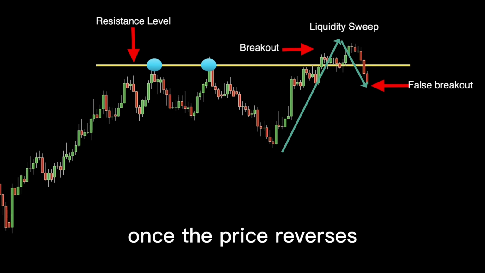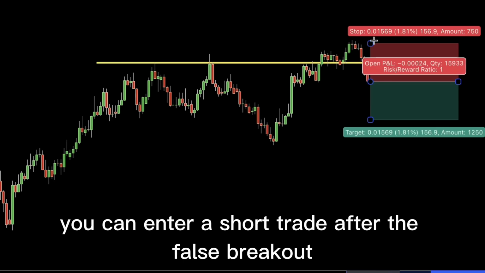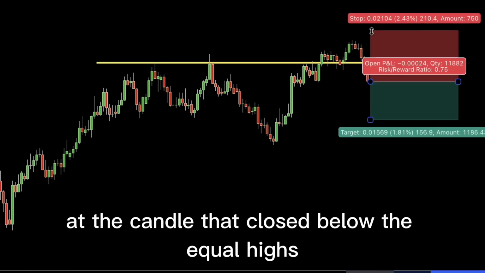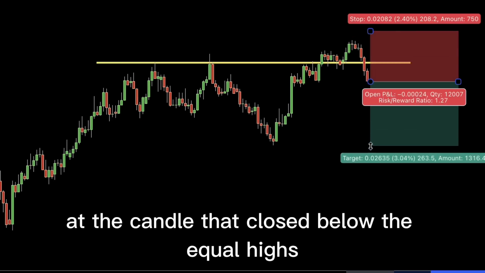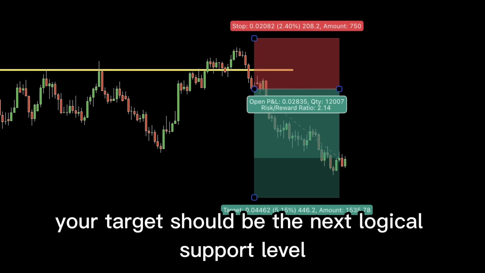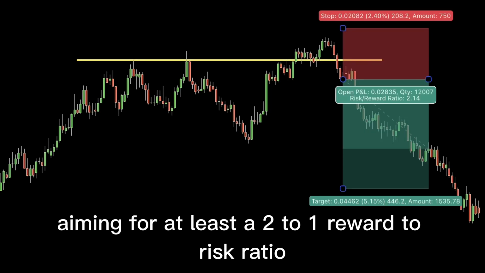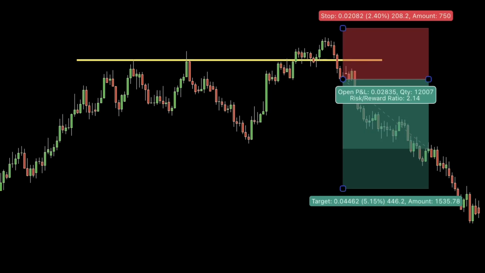Once the price reverses and closes below the equal highs, you can enter a short trade after the false breakout. Place your entry at the candle that closed below the equal highs, with your stop loss just above the liquidity zone. Your target should be the next logical support level, aiming for at least a 2-to-1 reward to risk ratio.